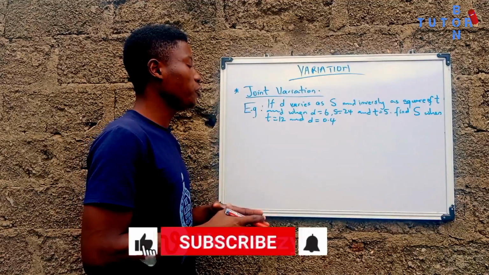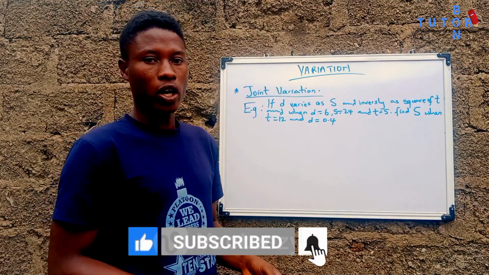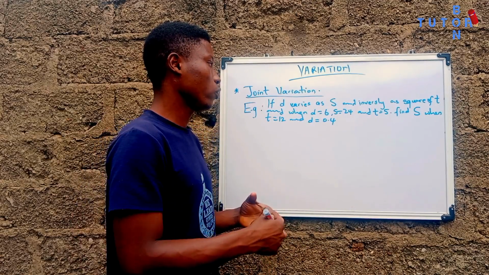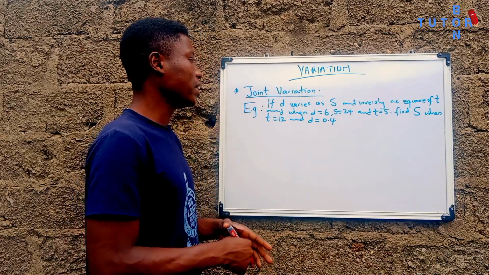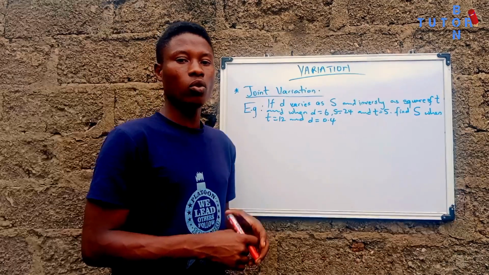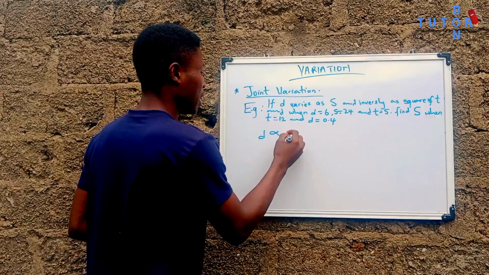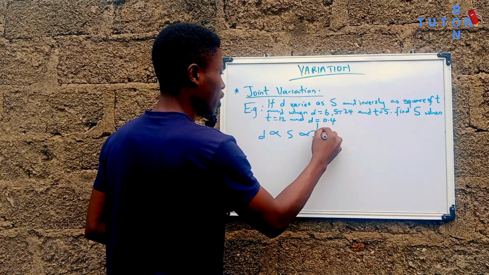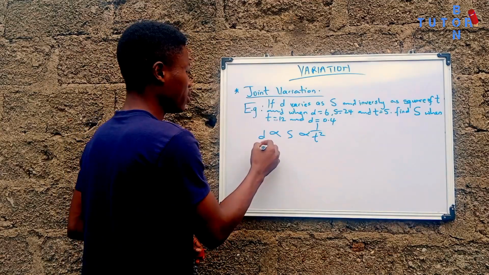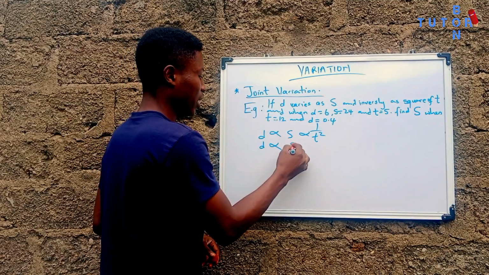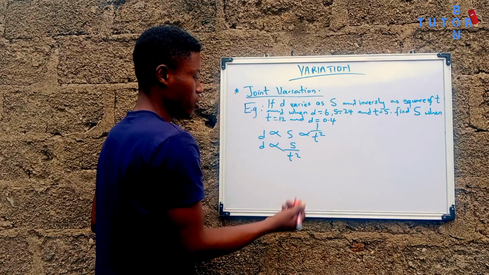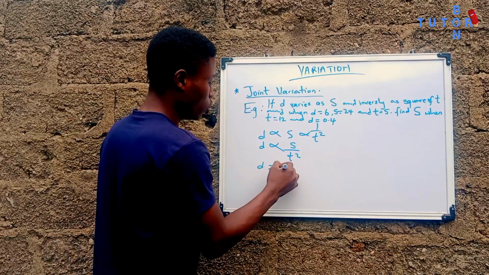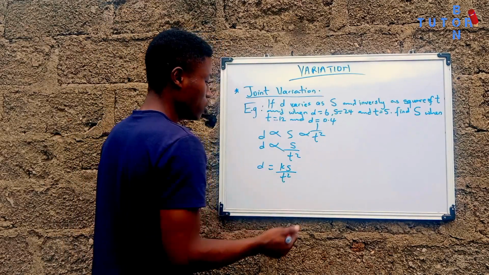They said if d varies as s and inversely as the square of t, and when d equals 6, s equals 24, and t equals 5, find s when t equals 12 and d equals 0.4. D varies directly as s and inversely as the square of t, that is 1 over t square. You can simply write this equation by saying d varies as s and also as 1 over t square. And if we want to eliminate this variation sign, your d will be equal to ks over t square.